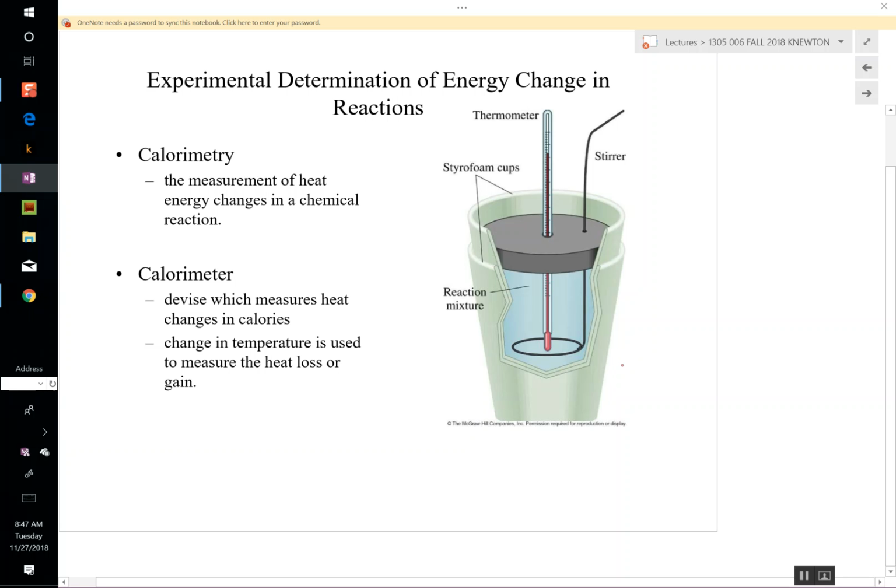This is your system from the earlier slides. This is your system. This is your surroundings.